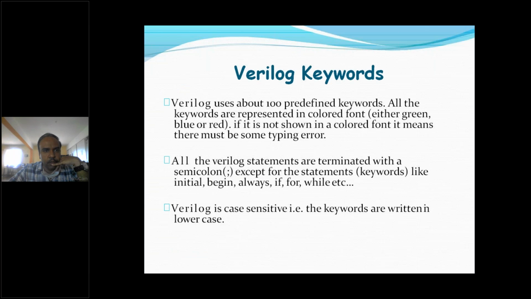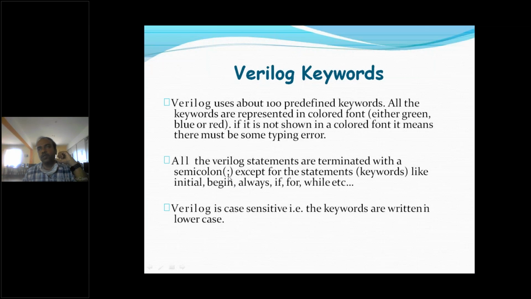Verilog keywords. Verilog uses about 100 predefined keywords. All the keywords are presented in colored font, either green, blue or red. If it is not shown in a colored font, it means there must be some typing error. So you need to remember that whatever predefined words we are showing in Verilog are in colored font. Then all the Verilog statements are terminated with a semicolon.